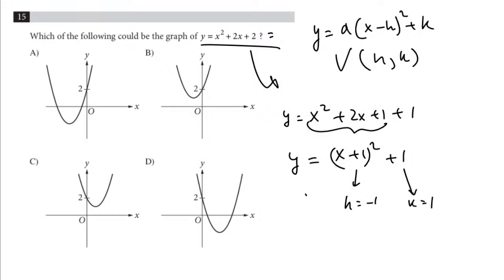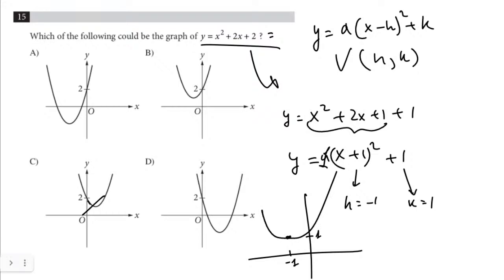So where is the vertex? It's minus 1 and 1. So the vertex is here. Our a is positive, it's 1, right? So it goes up. So not this, because its vertex is here. The vertex is positive here and negative here, but we need negative x and positive y. So it's not this. So the answer is B here.